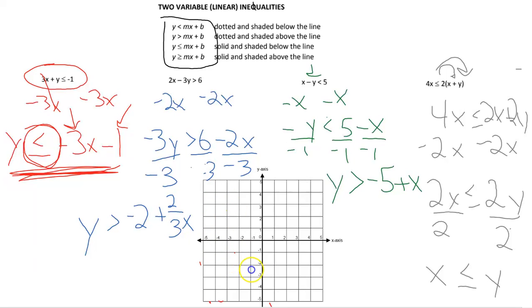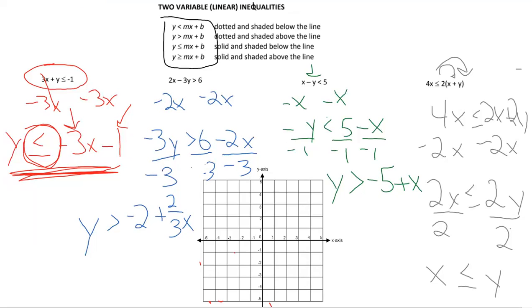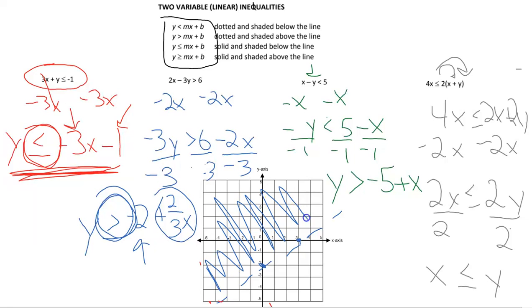The blue one now. Y is greater than negative 2 plus 2 thirds x. My negative 2 is my y-intercept, so I'm going to put a dot on negative 2. My slope is 2 thirds, so it goes up 2 over 3 right here. Now I have to look at my sign. My sign does not have an or equal to sign, so it's dotted lines. And since it's greater than, I'm going to shade everything above the line.